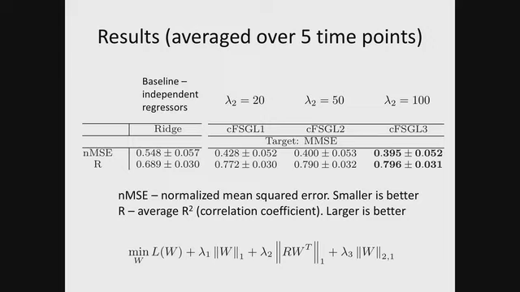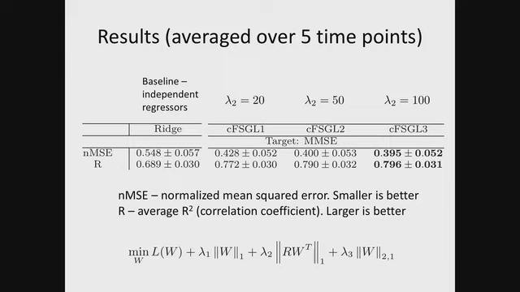The first one is some normalized mean squared error, and we want that to be as low as possible. And the second one is r as in r squared, and you want that to be as high as possible. So 1 would be perfect prediction. On this first column here, it's showing the results of just using independent regressors. So if instead of tying them together with that R matrix, you had R equals to 0, for example.